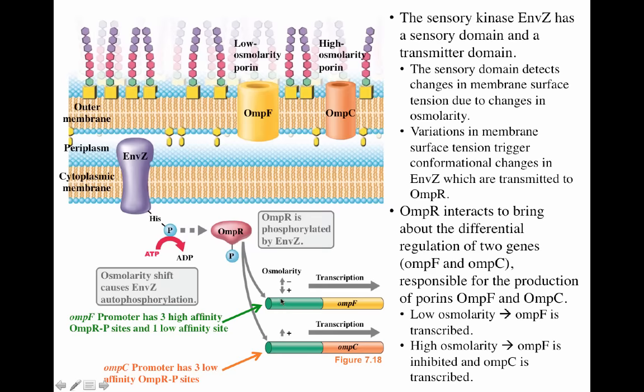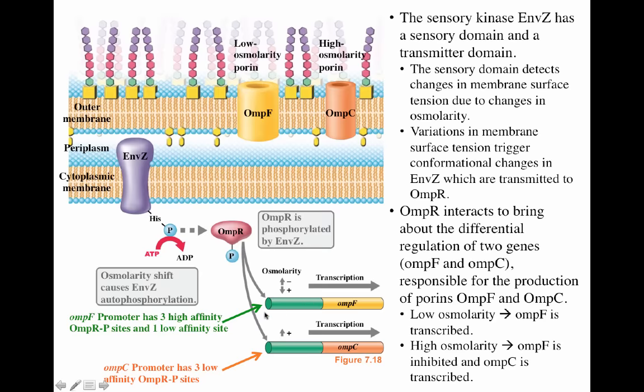Now, when the osmolarity goes high, that is going to turn on EnvZ to be phosphorylated very rapidly and now increase the amount of OmpR that is phosphorylated. And that is going to now cause the OmpR to bind again to the OmpF promoter, but now is binding to the high affinity sites and also to the low affinity sites. And that is going to turn that promoter off.